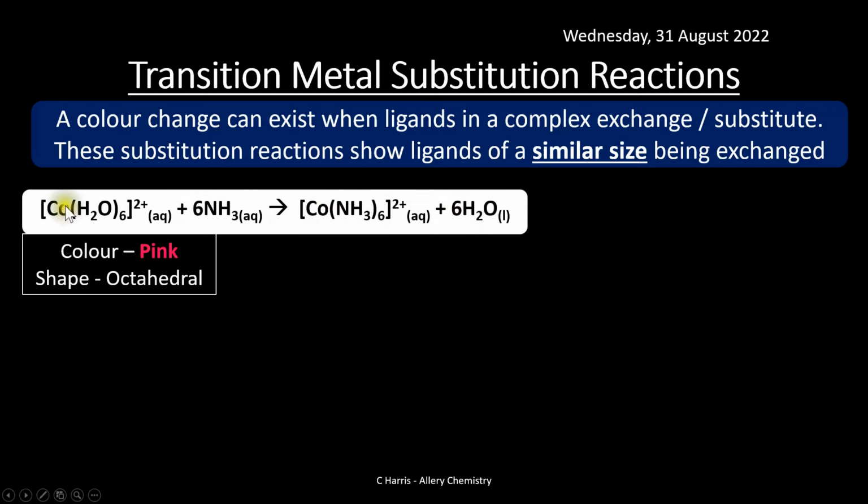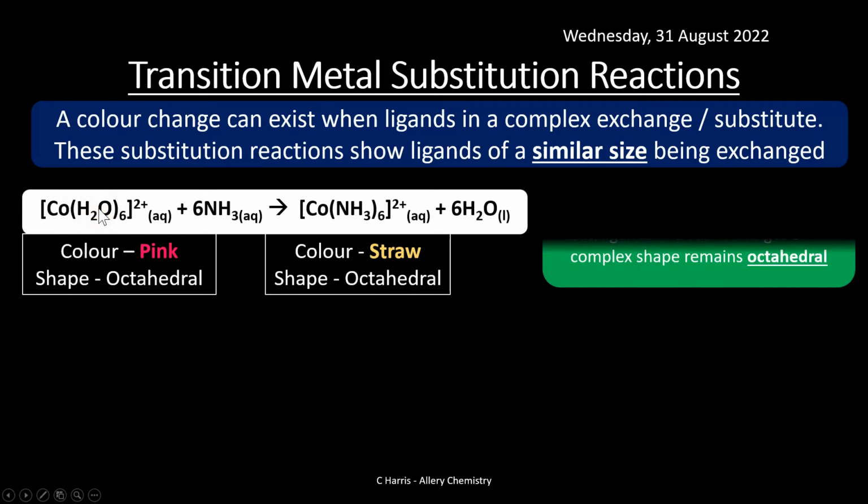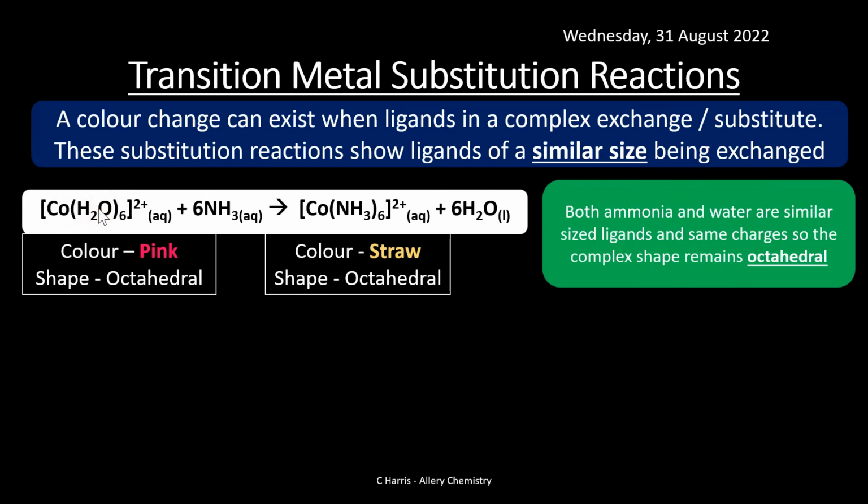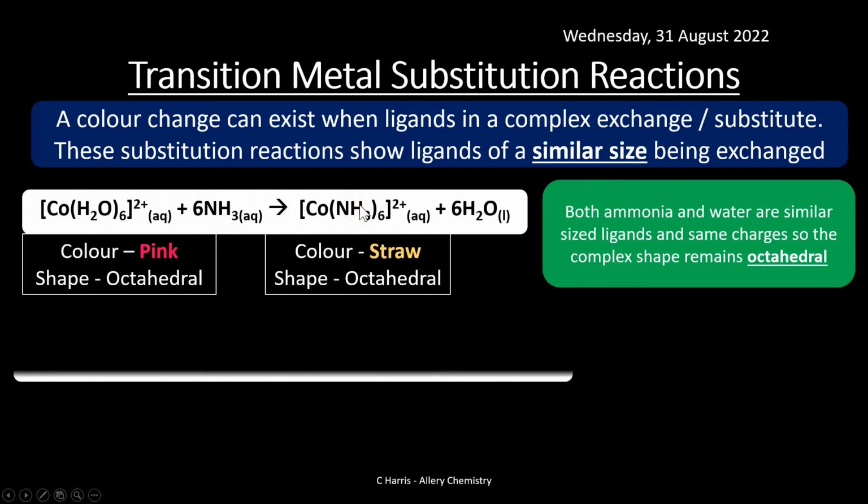We've got a pink substance here. This is octahedral, and we form a straw-coloured complex, again still octahedral in shape. Both ammonia and water are similar in size, as we've seen before. They're both neutral, so the complex shape remains octahedral. We've got a colour change though, because the ligand has changed.